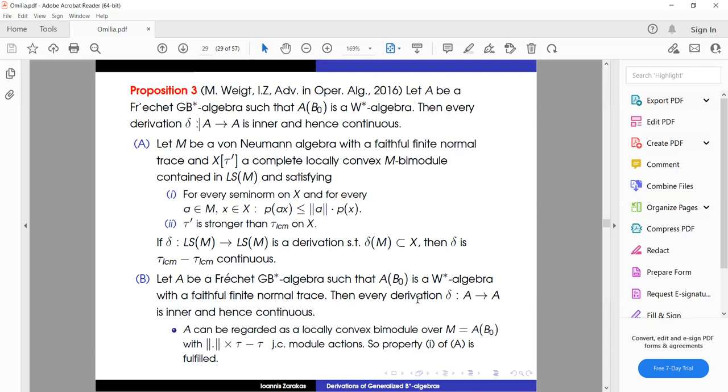And what follows is breaking the proof of the proposition into parts, which means in part B we focus our attention on a Fréchet JB*-algebra with a faithful finite normal trace. Okay, this is our first step. If we have such a situation, we show that every derivation in A is inner and hence continuous. And how do we do that? We base it on the previous result, alpha, which means that we regard A, our whole algebra, as a locally convex bimodule over the von Neumann algebra M with jointly continuous module actions. So automatically property one is granted, is fulfilled.